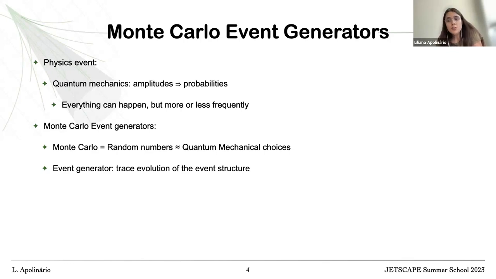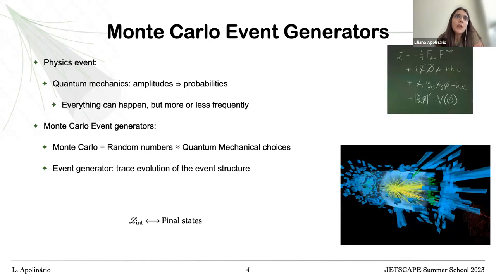The event generator is very useful because it allows us to trace the evolution of the event structure and have access to what we call Monte Carlo truth. In fact, you already heard of this during Joern's talk. These are the tools that allow us to directly connect what we have at the most fundamental level, in this case quantum mechanics or quantum QCD, to final state events in which you have all the result of the hadronic event.